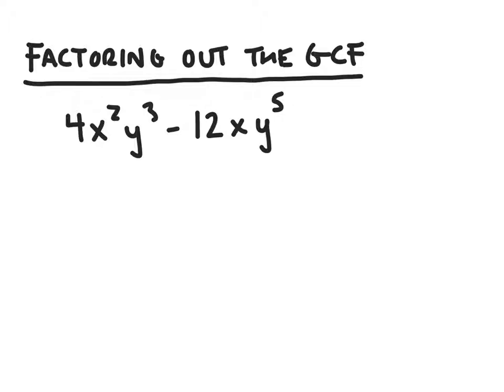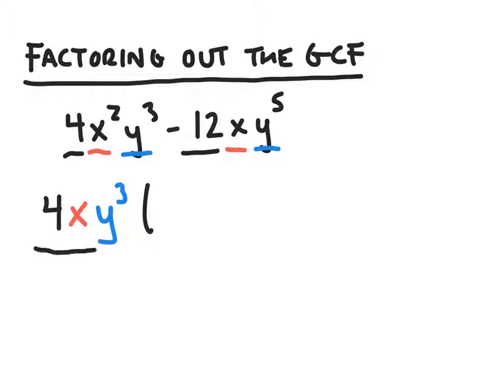So the way I do this is, first let's think about the numbers. The greatest thing in common between these is 4. Then we next look at the greatest thing in common in the variables. Now I have an x squared and an x, so the greatest thing in common is just x. Then we look at the y variables. We have y to the 3 and y to the 5. The greatest thing in common is y to the 3. So this represents the greatest common factor.